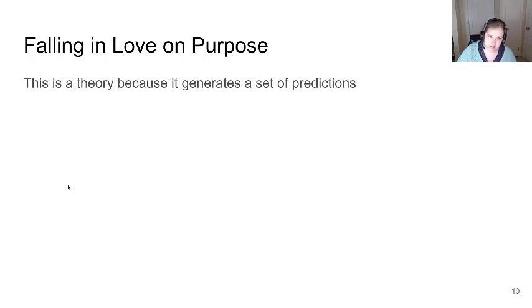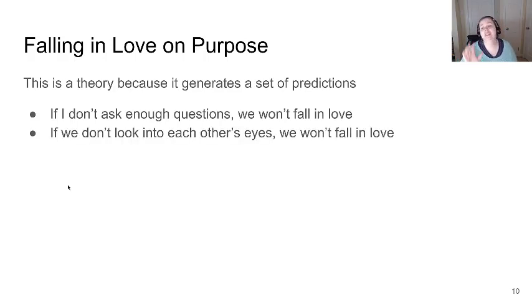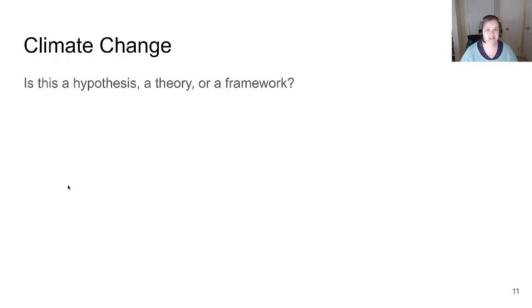It directly makes predictions. So for example, if I don't ask enough questions, we won't fall in love. If we don't look into each other's eyes, we won't fall in love, etc., including this business about heterosexual men and heterosexual women, right? It makes a set of predictions. And so we could test it. It's a theory. And as we'll talk about in falsifiability, that's important, right? A theory needs to be testable. Otherwise, it is circular.